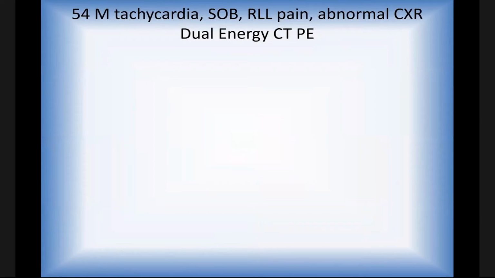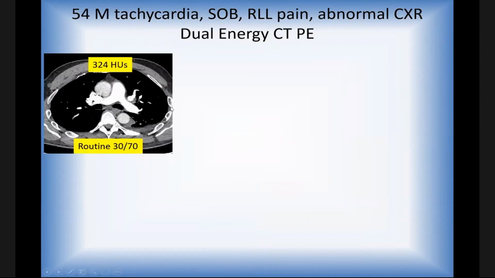People have been using dual energy for PE. There's some use of it, but for me, it doesn't help much if we have a good contrast enhancement at the beginning. For example, this case, a 54 year old man with tachycardia. We use dual energy here. This is our routine protocol. We use 30%, a hybrid between low energy and high energy: 30% of the low energy and 70% of the high energy.